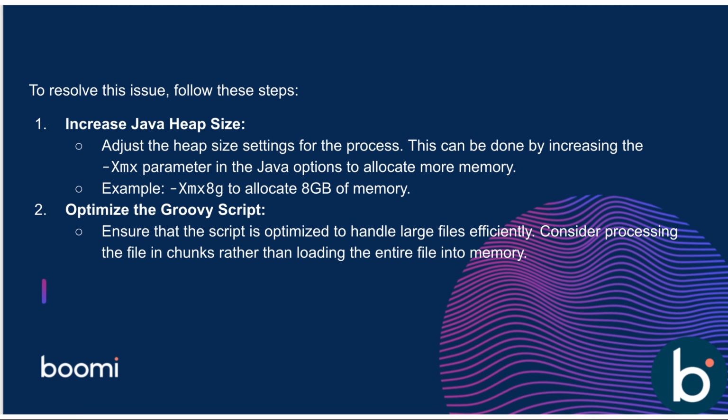Increase Java heap size, that is, adjust the heap size settings for the process. This can be done by increasing the Xmx parameter in the Java options to allocate more memory. Example, Xmx8G to allocate 8 GB of memory.